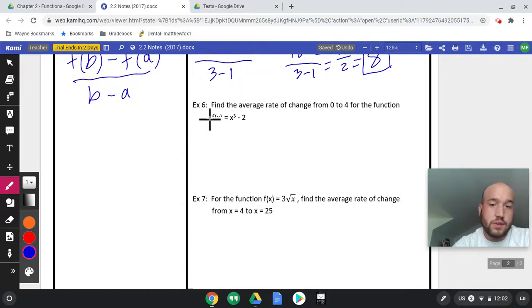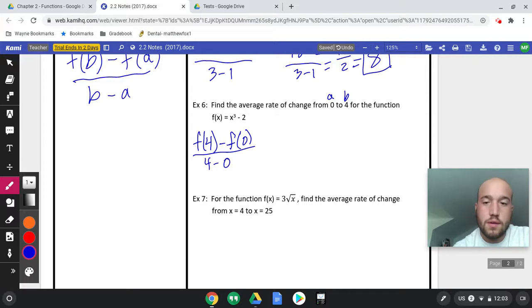So our next one here, find the average rate of change from 0 to 4 for the function f of x equals x cubed minus 2. So in our case, whatever is lowest is a, and then that's our b. So we know it's going to be f of 4 minus f of 0 all over whatever 4 minus 0 is.